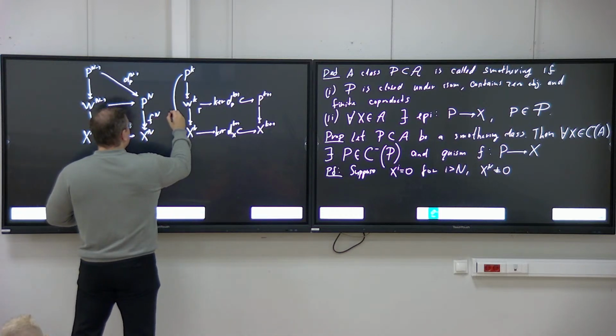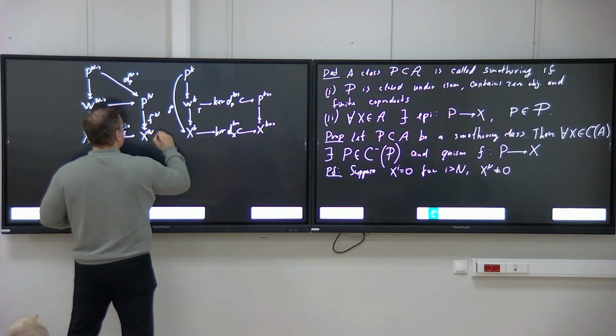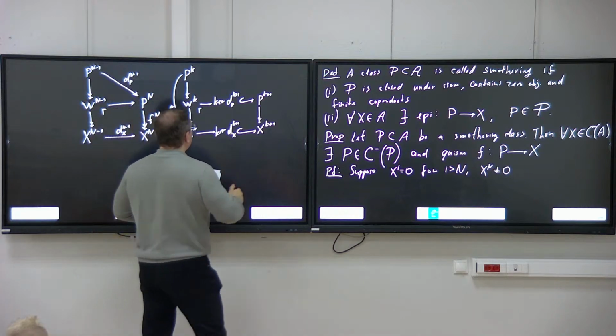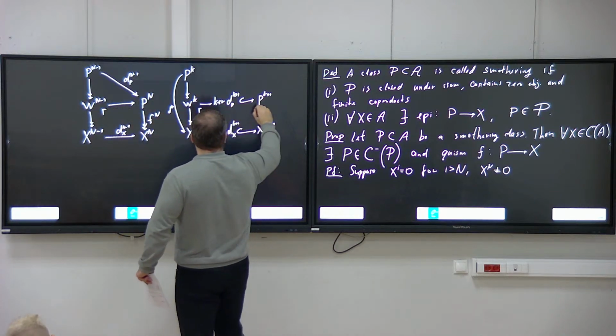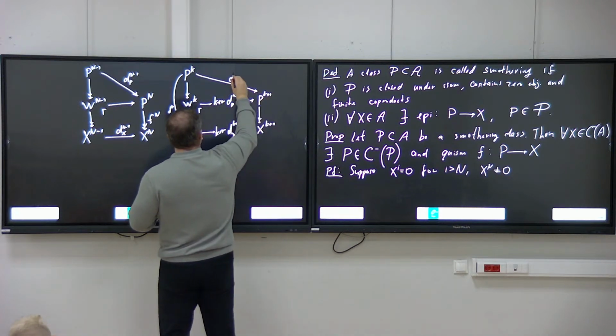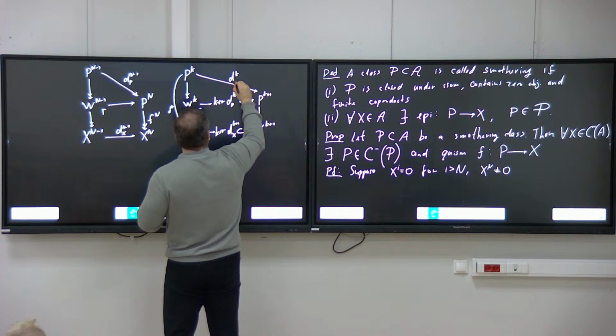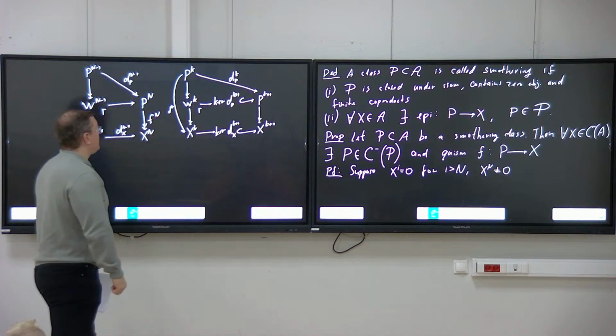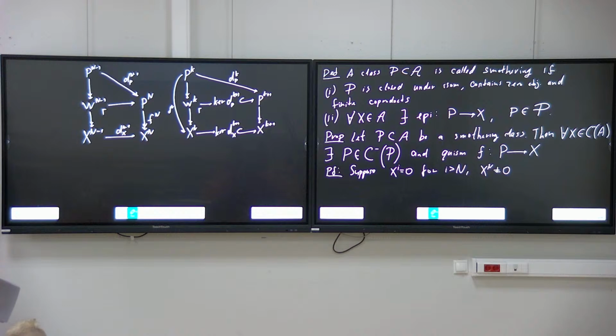So this is f with the index k, and then I take this composition that I have here to be the differential with the index k for the complex P. So this is by definition how I construct all these P_k's and all the differentials d_P^k.